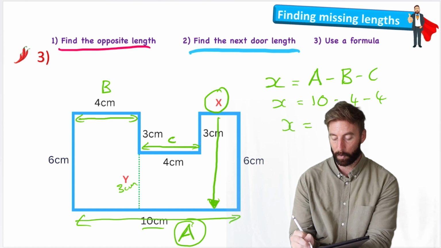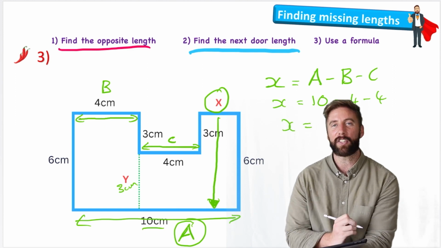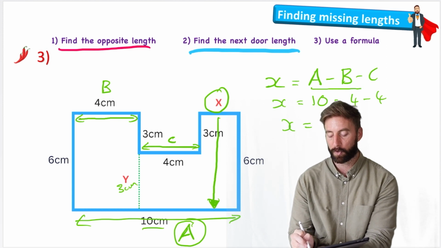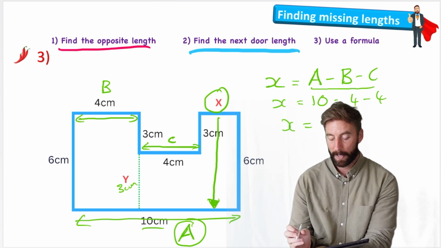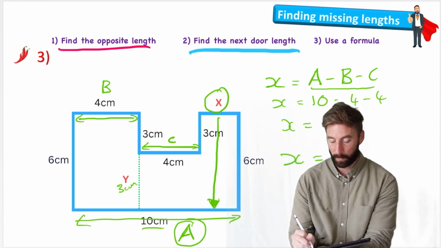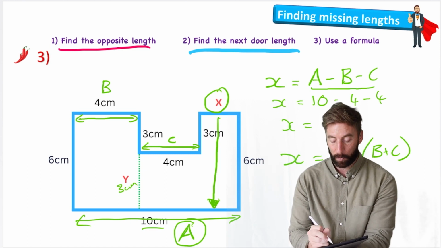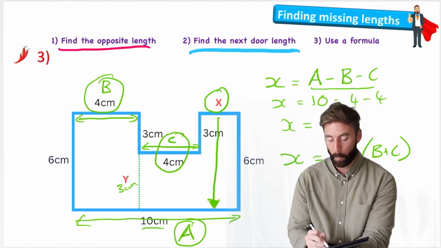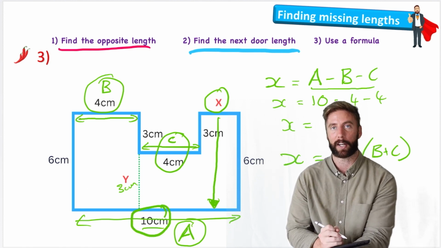x equals 2. Now this is not a very neat way of writing our formula this time, because we don't really want to put subtract in a row like that. So what we'd actually write this as is x equals A subtract B plus C. Because if you think about it, B plus C would be this 4 centimeters added to this 4 centimeters, and then if we just subtracted that combination away from my 10 centimeters, I'm still going to get the same answer.